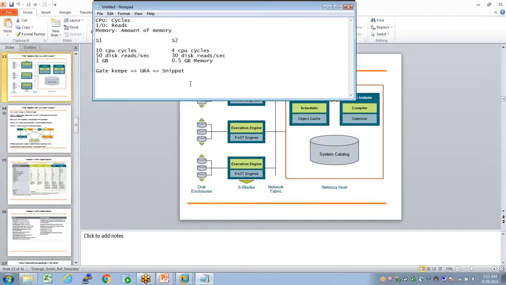Then you go to Snippet. You come out with instructions such as this. Now the same instructions will be passed to the resource scheduler, which is sitting on the S-blade. Now this is where your actual allocation of resources happens. That's why you have this name called resource scheduler. This is where the actual allocation of resources happens.